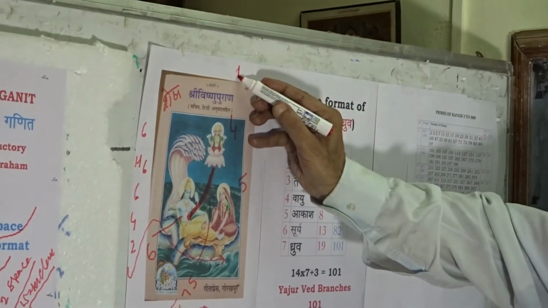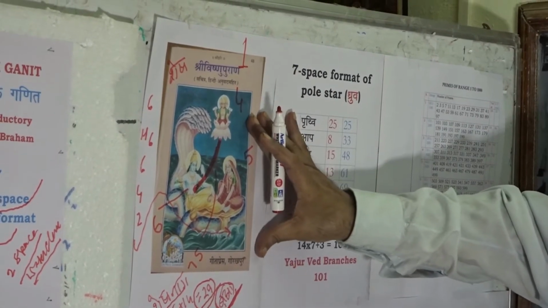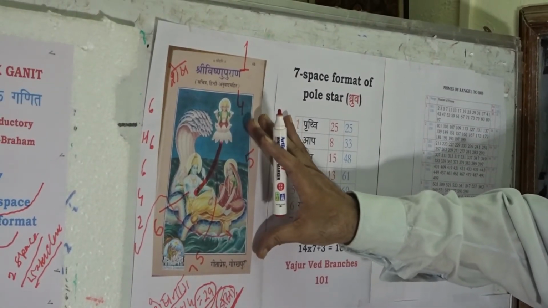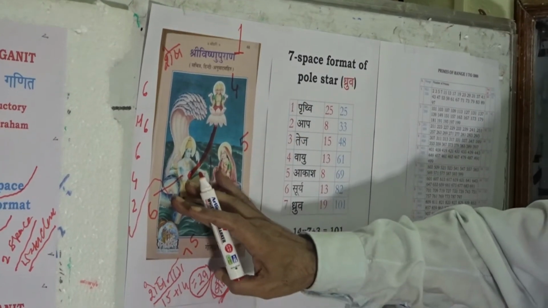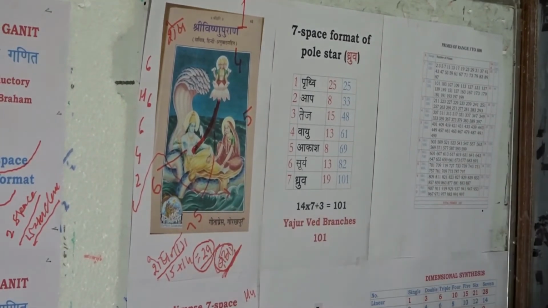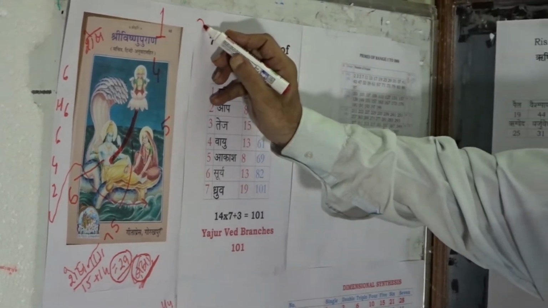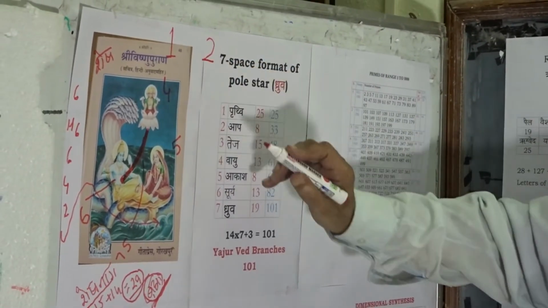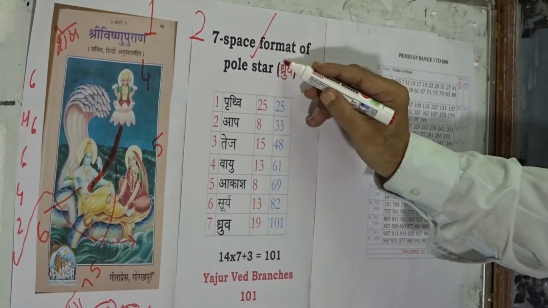Now let us go a step ahead. The first comprehension is in the form of this depiction of hypercube 6 as a fourfold manifestation layer with 7 space in the role of the origin. Now the second depiction is that 7 space is a format of a pole star, Dhruv.